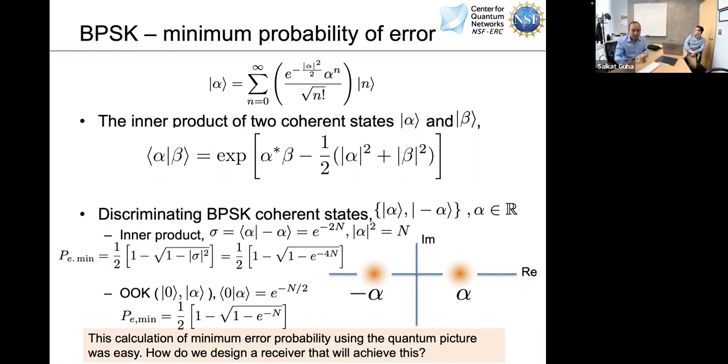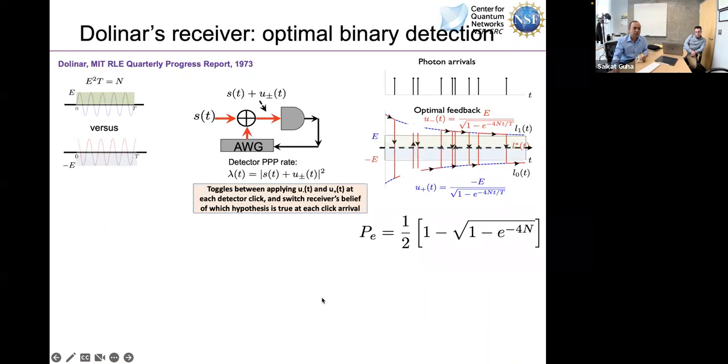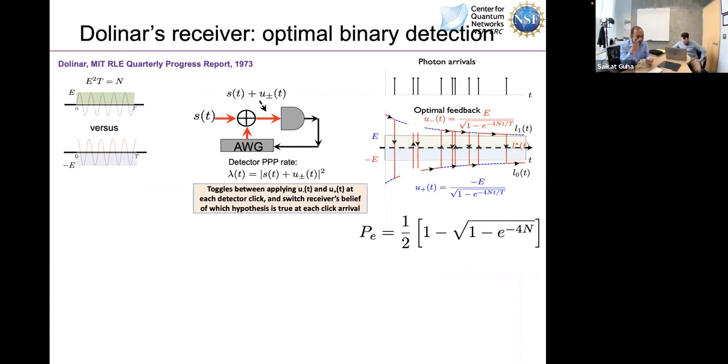Well, for BPSK, the answer to this question, how do we design a receiver that achieves this expression, was the subject matter of a 200-page PhD thesis of Sam Dolinar in 1973. He first wrote a quarterly progress report on the design. And he went with a very intuitive receiver design, which only works for two states, doesn't work for three or more, which is still an open problem.